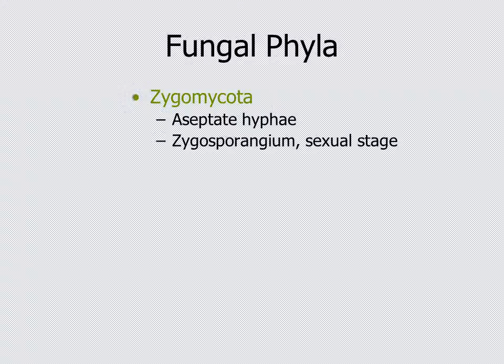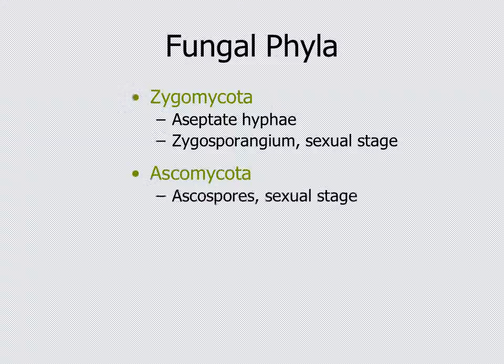Phyla in the fungi that we should be aware of are separated based on the sexual reproductive structures of a given fungus. So first of all, we have the zygomycota. These do have aseptate hyphae. The sexual stage we call the zygosporangium. So you can see the tie-in between the zygomycota and the zygosporangium.